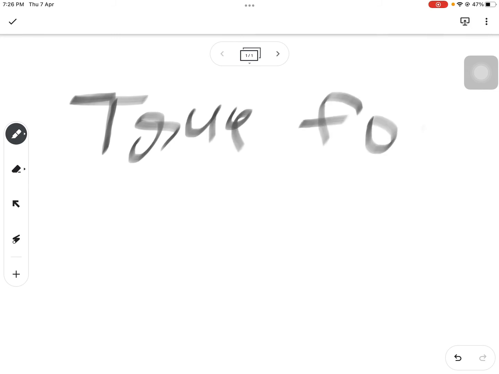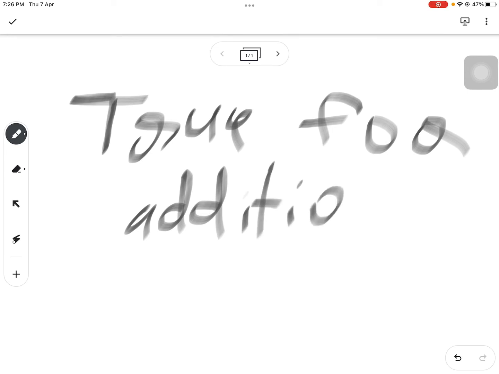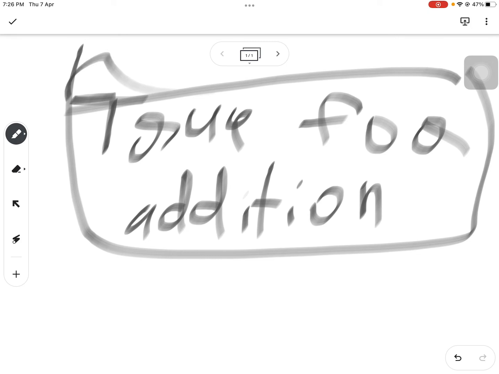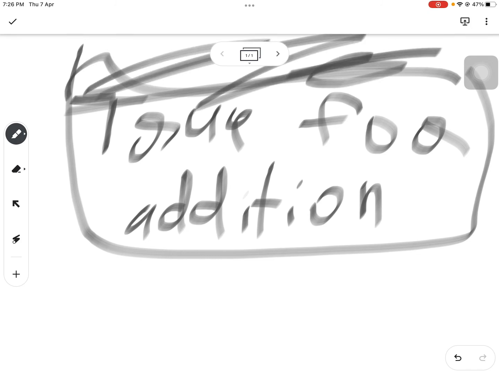But the commutative property is true for addition. It's only true for addition, nothing else. Remember this, the commutative property which I just showed you guys, the first examples are true for commutative property.